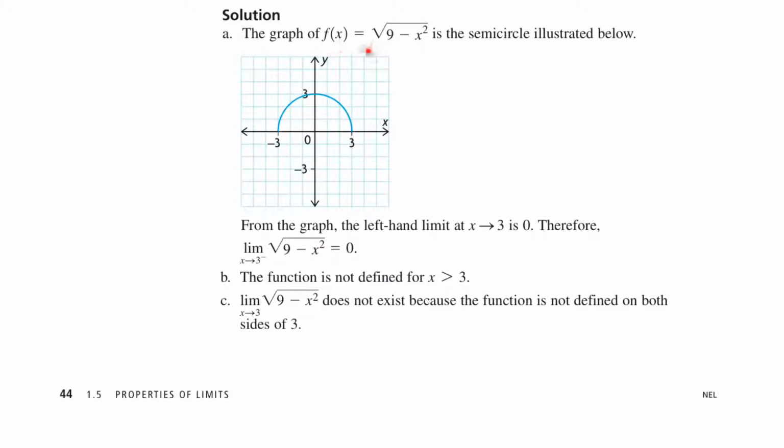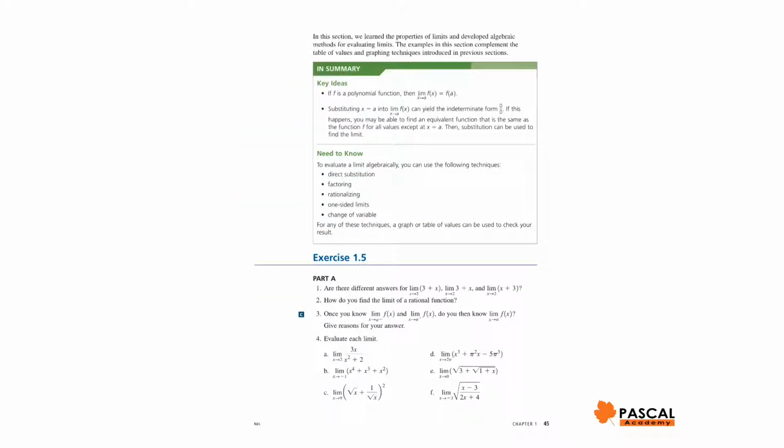We know the graph of square root of 9 minus x squared is a semicircle of radius 3. By looking at the graph, we see the limit as x approaches 3 from the left side is 0 and from the right side does not exist. Therefore, the limit does not exist as x approaches 3.